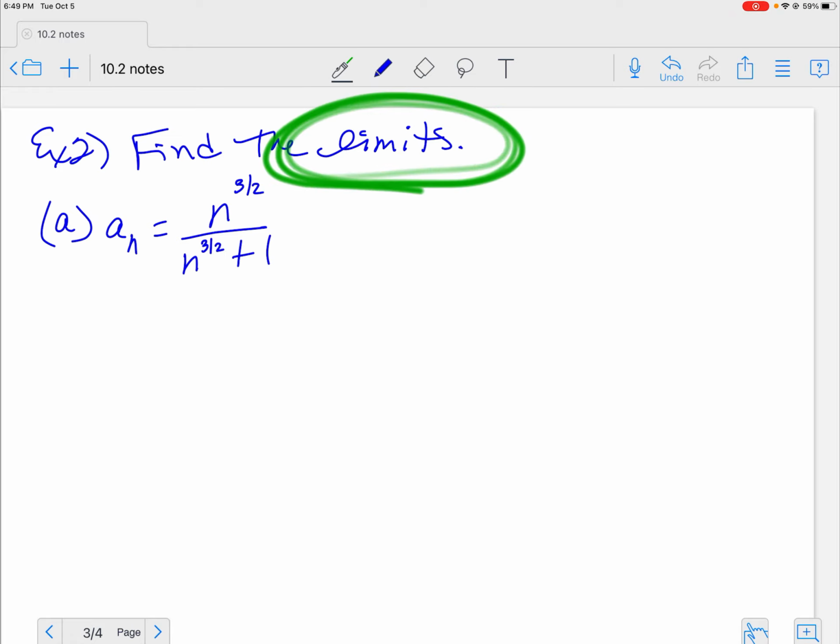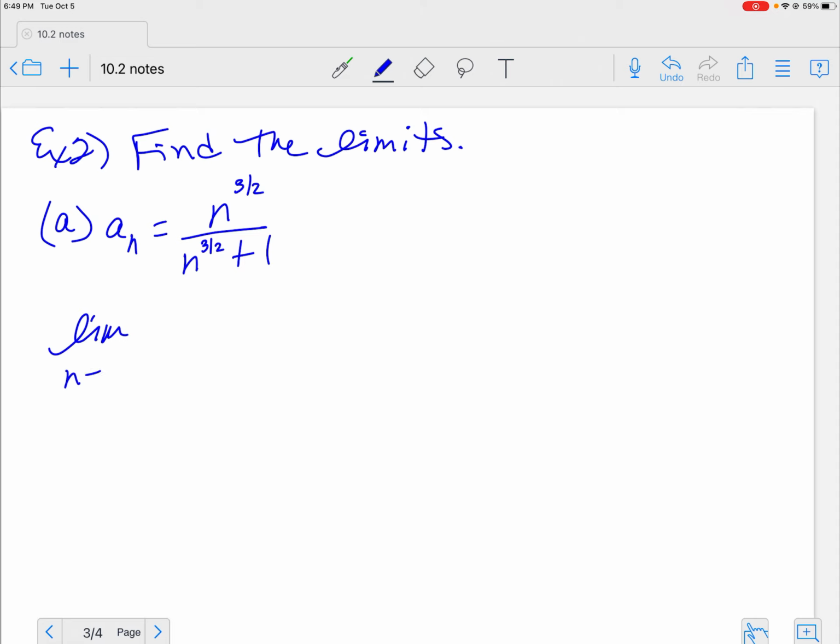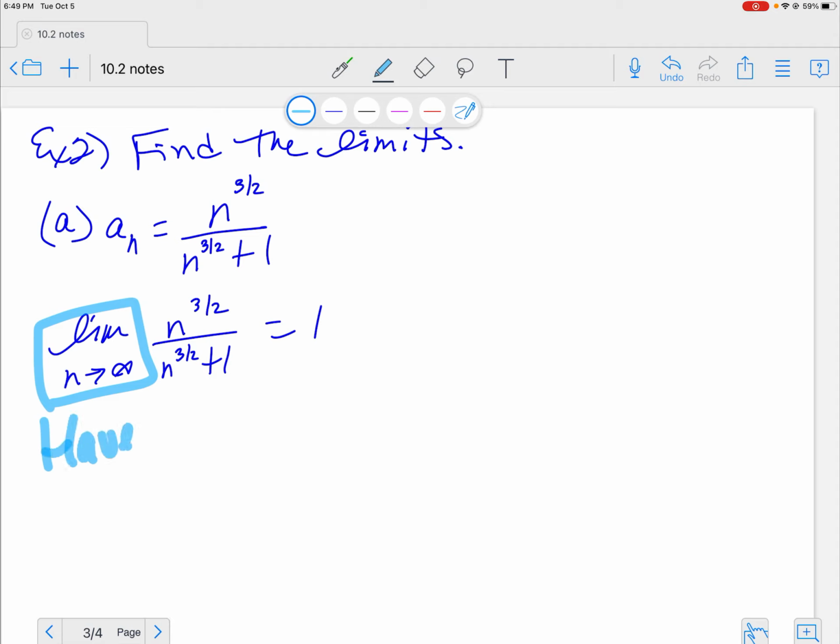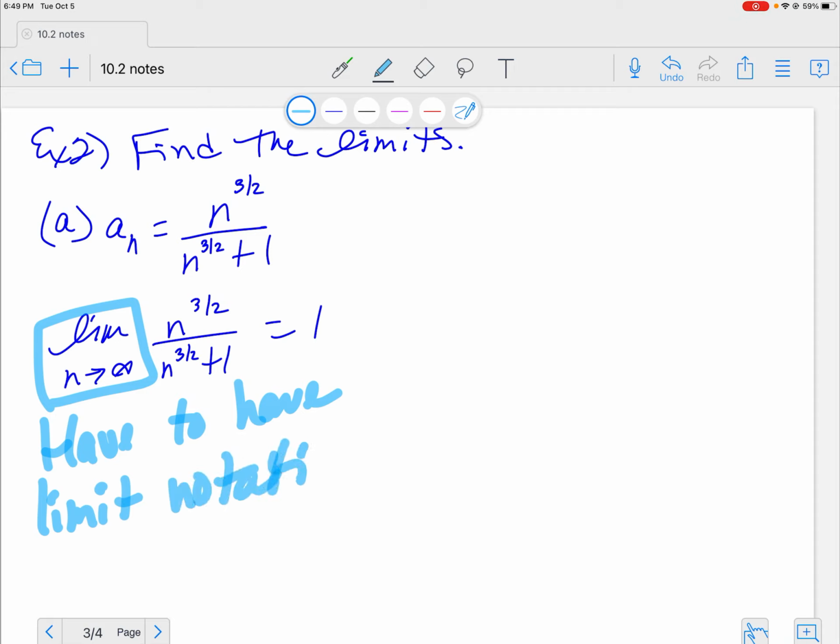You are finding a limit. Do I absolutely believe you can look at this and tell me the answer in your head? Yes. However, you have to write limit notation. A limit is an operation. So in order for you to tell me that this answer, n to the 3/2 over n to the 3/2 plus 1, is equal to 1, it's 1 because you took the limit, right? So you have to have limit notation in order to get to that answer.